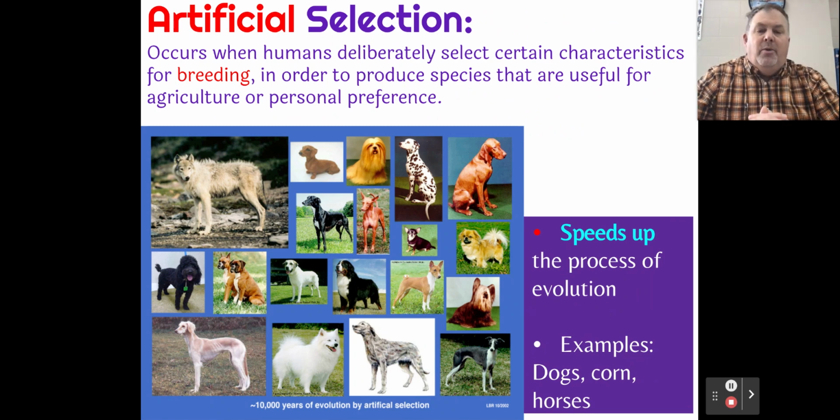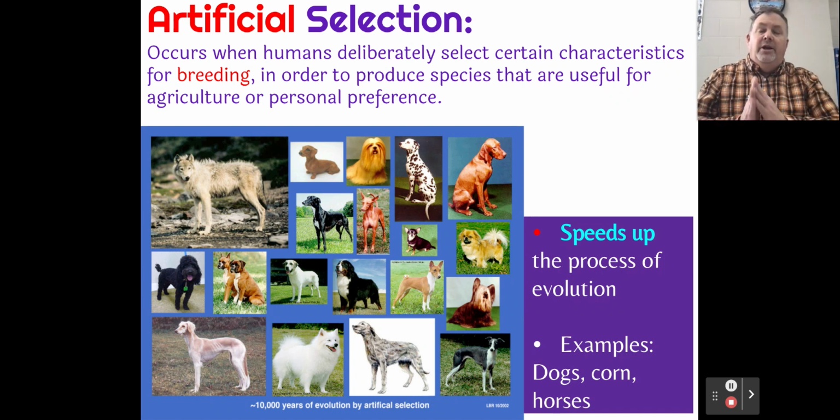One of the last ones that I wanted to mention here is artificial selection. Artificial selection is a pattern, and this occurs when humans deliberately select certain characteristics for breeding. In other words, to produce species that are very useful in either agriculture or some personal preferences. The classic example is dogs.